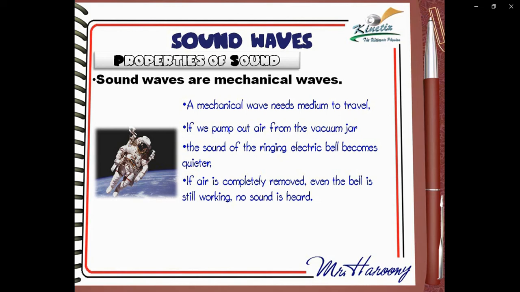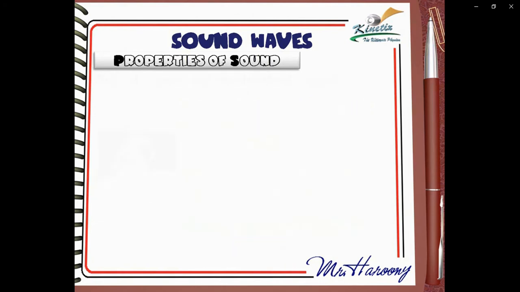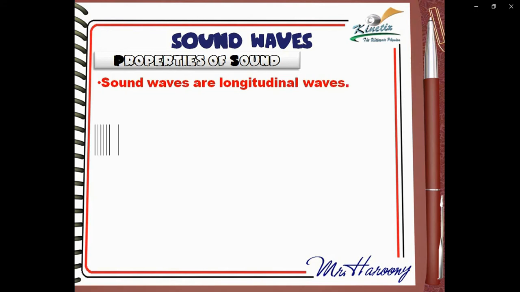Over here you can see an astronaut. An astronaut needs communication devices because they cannot hear each other in space, because sound does not travel in space. We know that, right? Sound can't travel in space because in space there is no air, no medium.